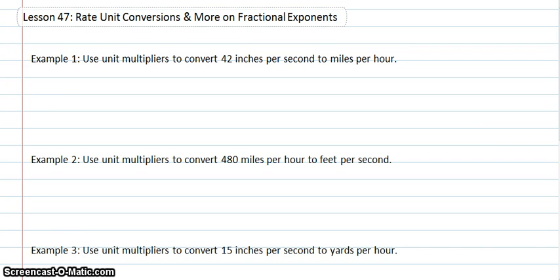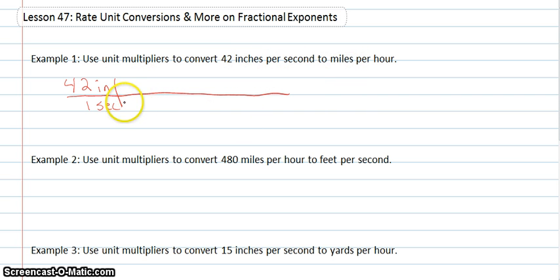On lesson 47, we're looking at rate unit conversions and more on fractional exponents. In the first example, we're using unit multipliers to convert 42 inches per second to miles per hour. I use that picket fence type method, so it's 42 inches per second, with a second on the bottom. First I'm going to go from inches to miles.